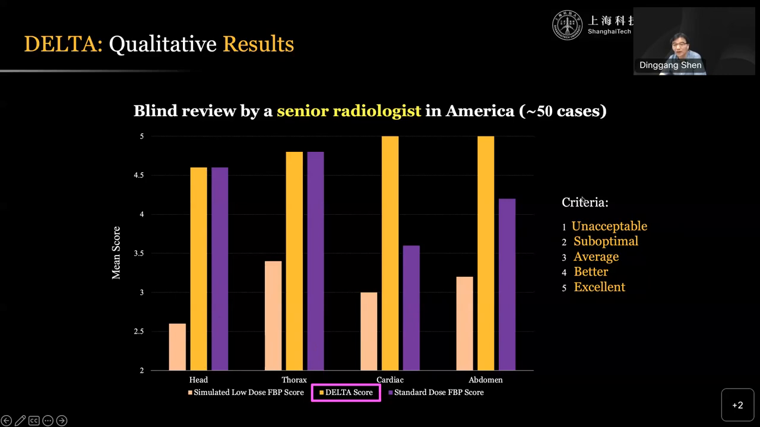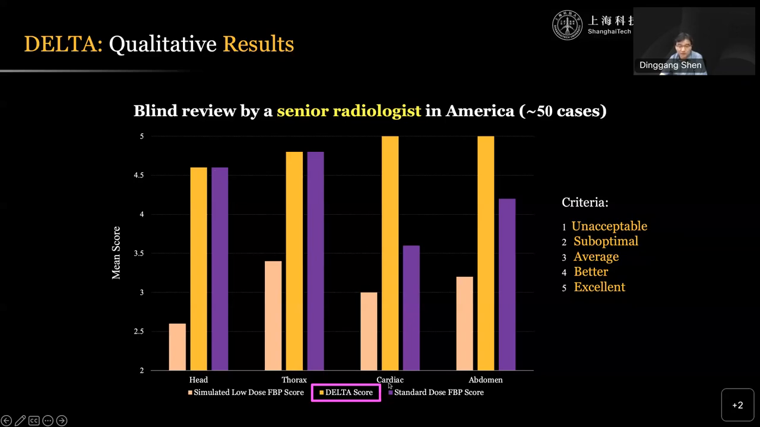Of course, we asked senior radiologists to score each image using five different scores, where one is unacceptable and five is the best, or excellent. So we have this 1 to 5 score. And on average, for example, this one is over 4.5.